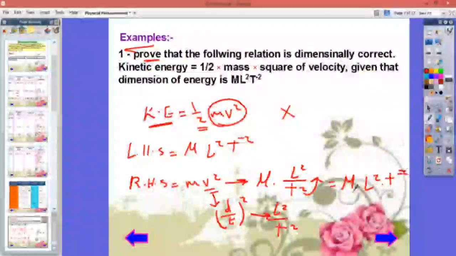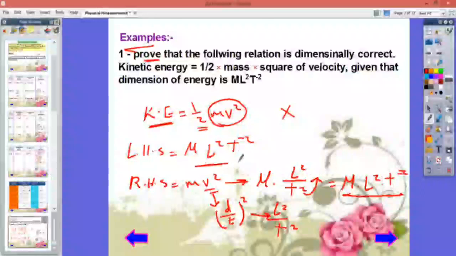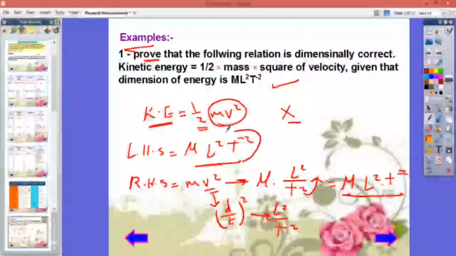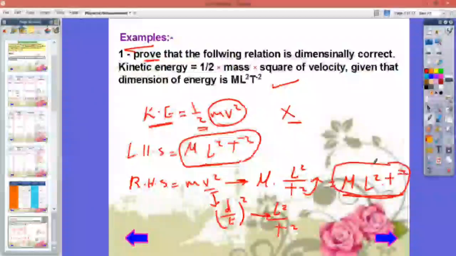If both sides have the same dimensional formula, the equation is correct, while if both sides have different dimensional formulas, the equation is wrong. Now we find that the dimensional formula of kinetic energy equals the dimensional formula of m v power 2. So the equation is dimensionally correct.